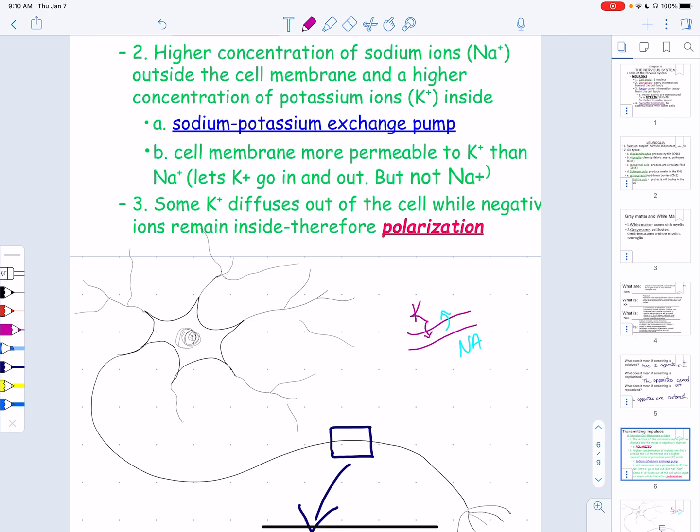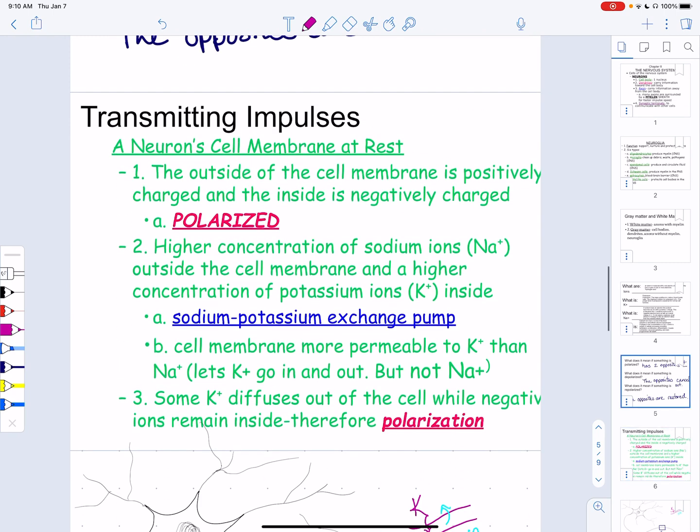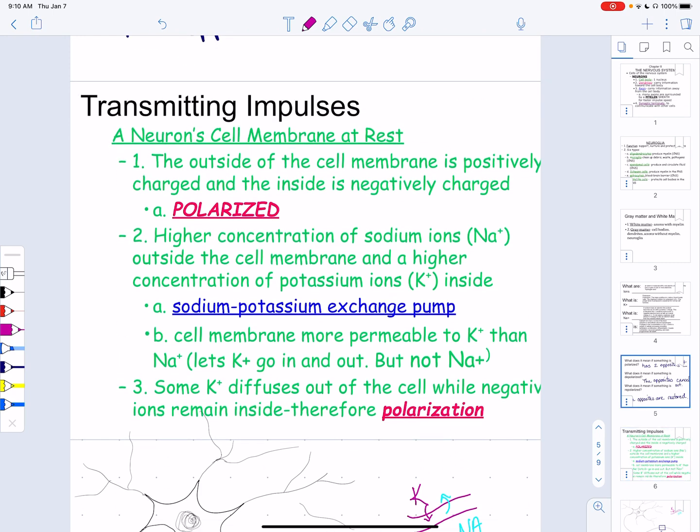Okay, so number 3 there, we already talked about some of the potassium is going to diffuse out of the cell while negative ions remain inside, therefore it is polarized. This is a representation of an axon that is polarized, meaning that it's positive on the outside and negative on the inside. All right, so this concludes this section on the cell membrane at rest.